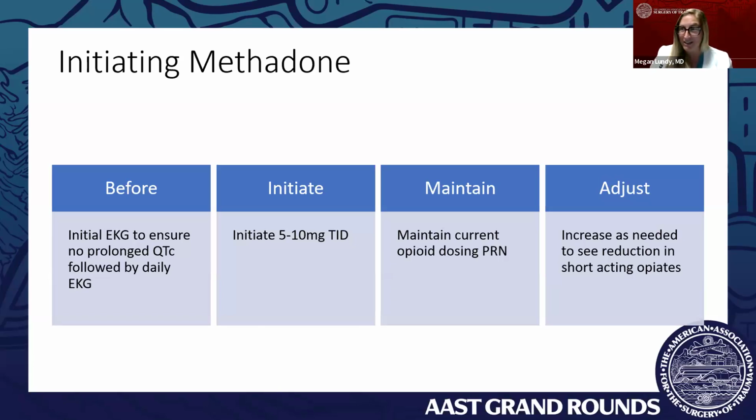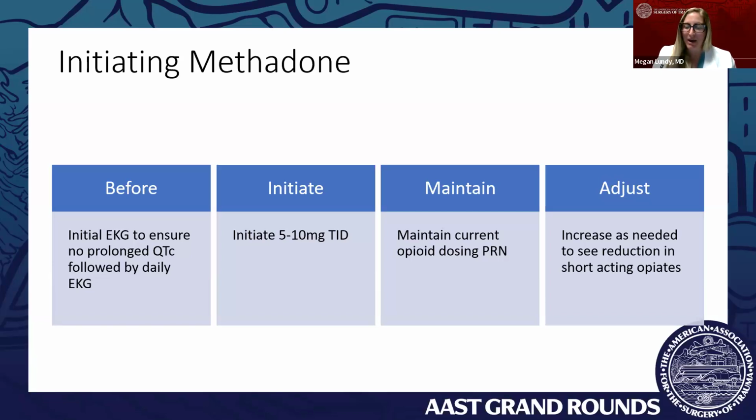Before you start it, you've got to get an EKG. And you have to double check with pharmacy that they aren't on any medications that might interact negatively with methadone. And I always start low. And as you notice, I wrote here TID. So I start low in a TID or QID fashion. You think of methadone patients going once a day to the clinic to get their methadone. That's not how it works for acute pain patients.